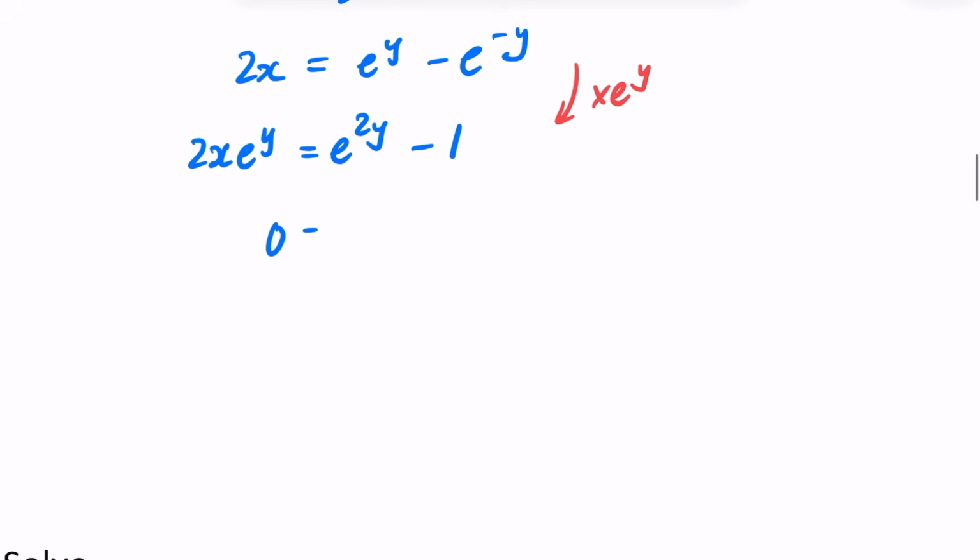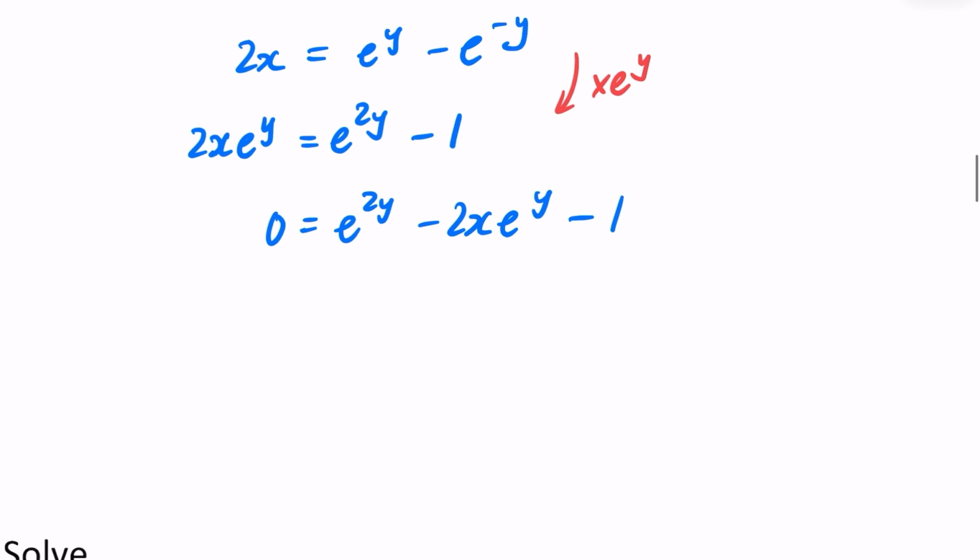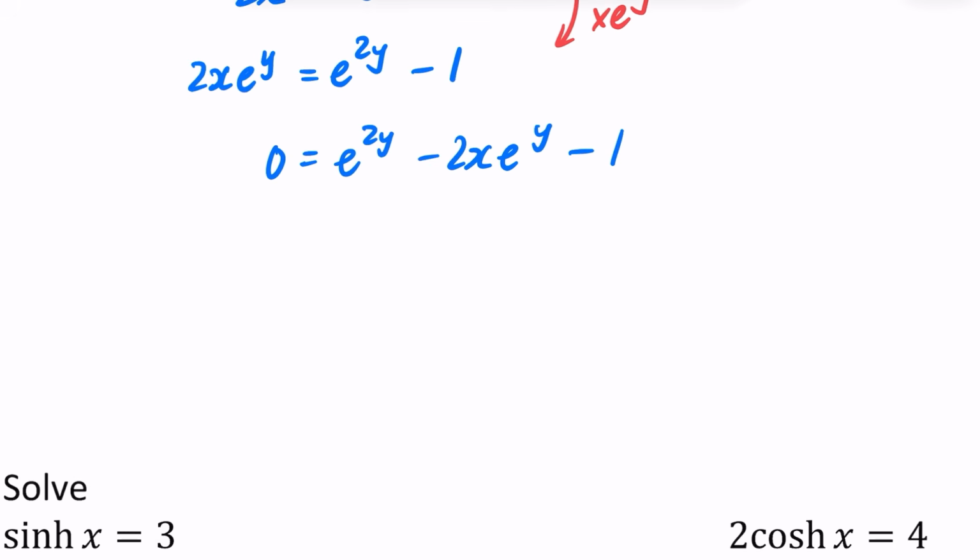Now, if I put this all on one side, I get e to the 2y minus 2x e to the y minus 1. Now, this looks like a quadratic equation that we've got here. We've got the squared term, the non-squared term, and then the constant at the end. You could use the quadratic formula if you want to. You can use whatever technique to do this. I'm going to do it using completing the square because I'm pretty old school with that, and I always think of completing the square as a very traditional way of doing this. And it looks like it's screaming out for completing the square because of this doubled coefficient here.